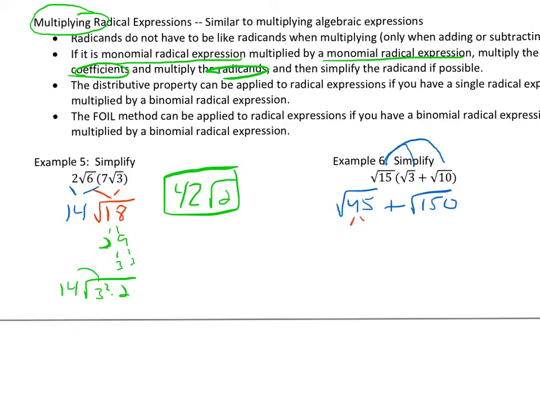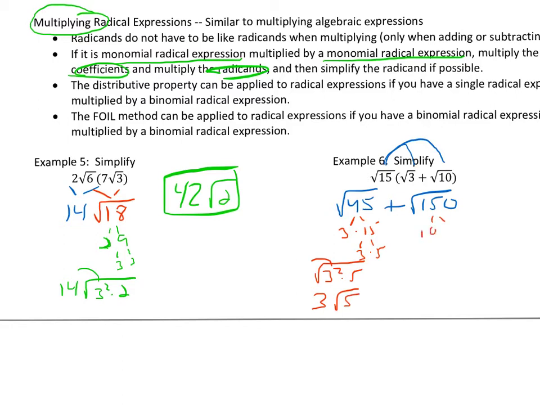So 45 is the same as 3 times 15, which is the same as 3 times 5. So that is root 3 squared times 5. The 3 squared comes out, and you get 3 root 5.